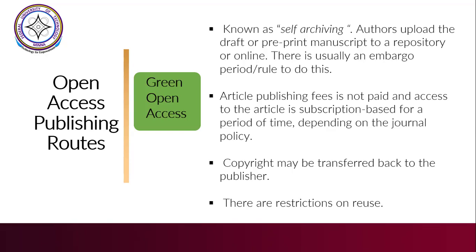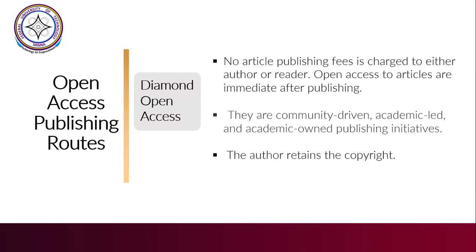Copyright might be transferred to the publisher, depending on the rules or the policy of the journal. And there are also restrictions on reuse. So green open access is somewhere in between the gold open access and the closed. It's in between open and closed access, something like that. You are not fully open, yet you're not fully closed. The next is the diamond open access publishing route.